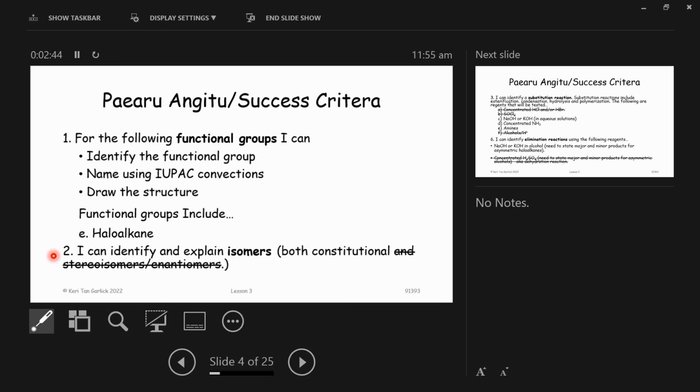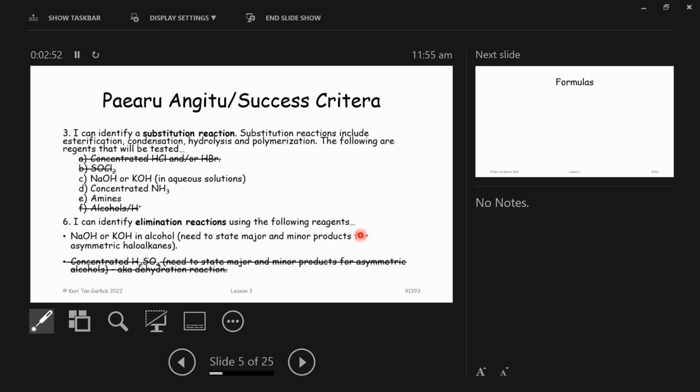We are starting the isomers, but we won't be doing any of the enantiomers just yet. It's just going to be structural for today, also known as constitutional. And then we're also going to be starting to look at those reactions, so some of the substitution reactions and some of the elimination reactions.